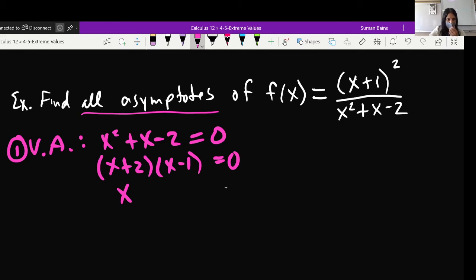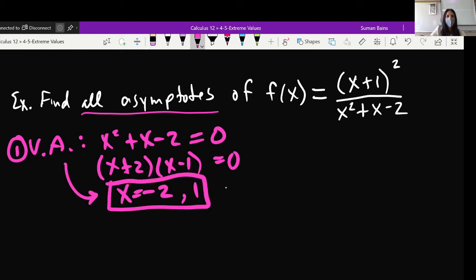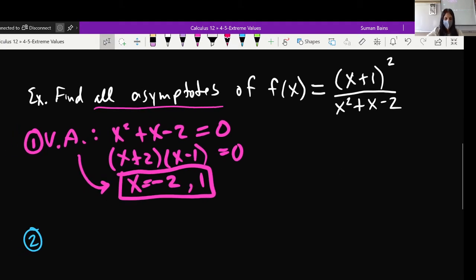So we would have a vertical asymptote at x equals negative 2 from right here, and at positive 1. We'd have 2 vertical asymptotes. So that's all old stuff, not really anything new that we've done. But going on to step number 2, now we want to find the horizontal asymptotes, but we want to use our new calculus skills using limits.